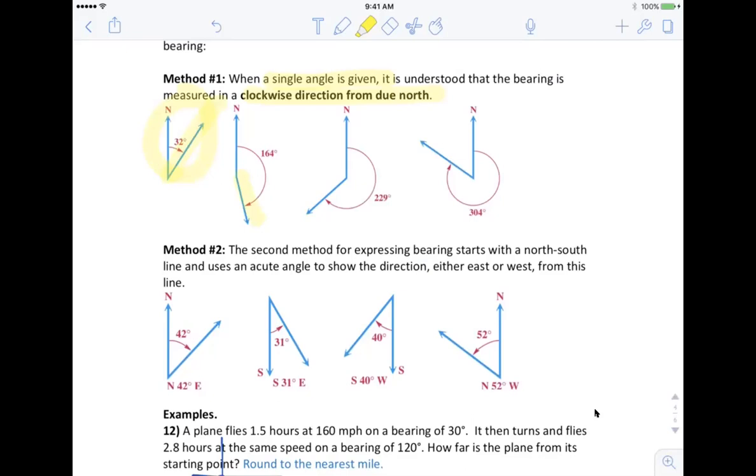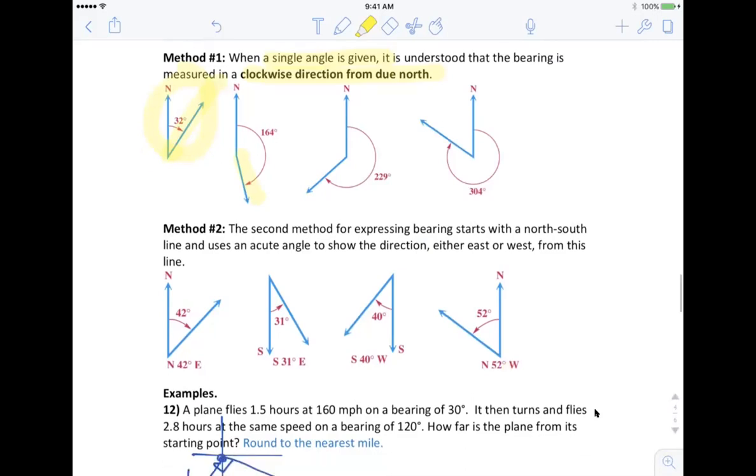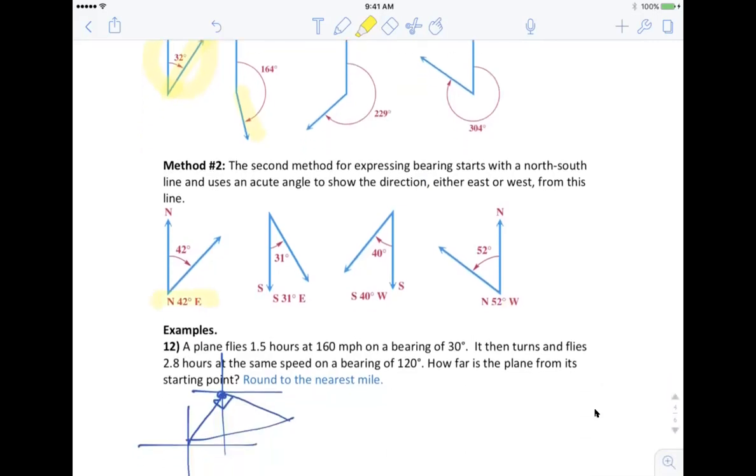Where method 2 is a little different. It gives you a north-south line. So you'll see something like this, north 42 degrees east. That means from the north, go 42 degrees towards the east, right? Because over this direction is east, right? Or south 31 degrees east. From the south, go 31 degrees east. Or south 40 west. West is that direction, right? West is over here.